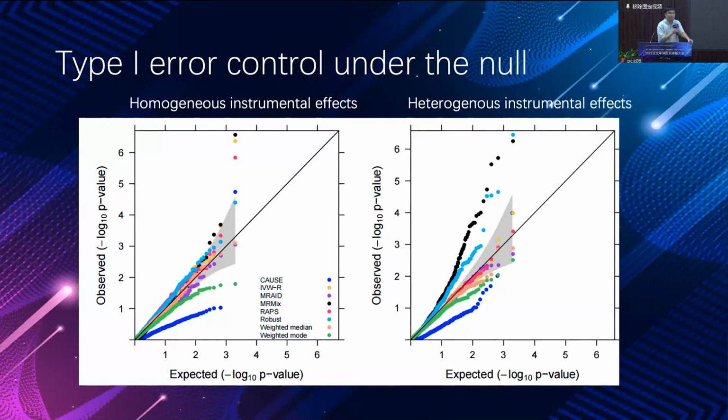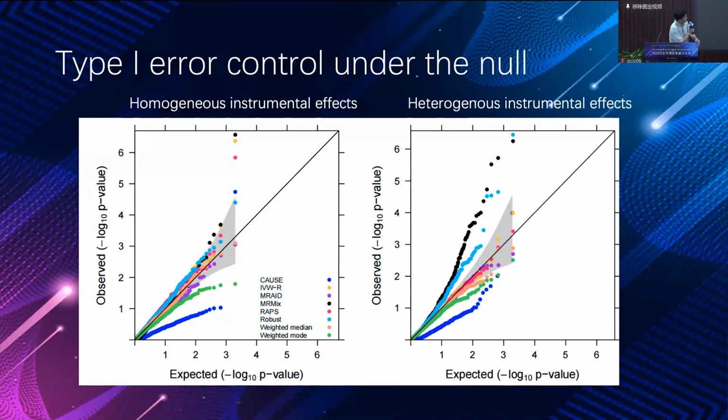For the type one error control, we want to see the performance of the different methods. In the homogeneous setting, the SNP effects on the outcome are from a normal distribution. For the heterogeneous setting, the SNP effect size on the exposure is from a two-component mixed normal distribution. That means some SNPs have large effects, and some SNPs have small effects. In the two settings, we can see that MRAID is the purple color.